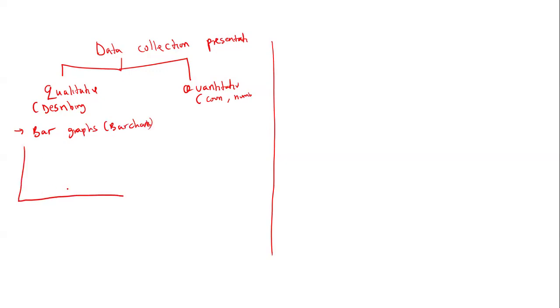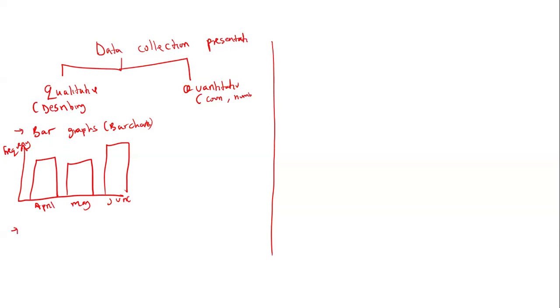And you remember that for bar charts, you leave a space between the bars. Here you put the frequency, and down here you put, let me say, the month, April, May, and June, depending on what you are presenting. That is for bar chart.